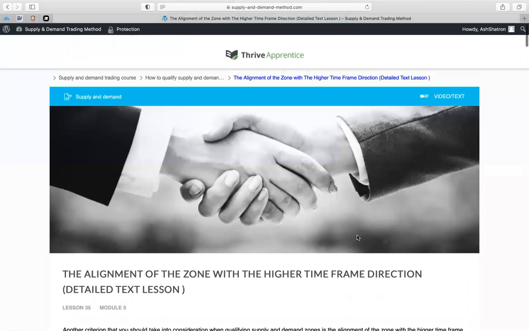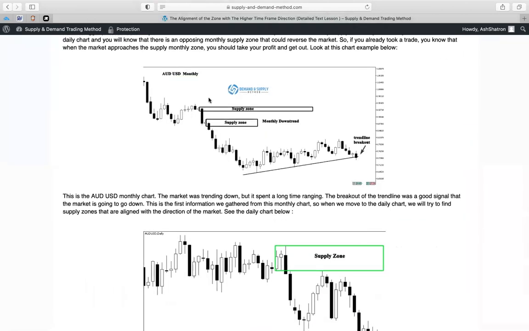All right, let's look at this one. Okay. So what we are seeing on the monthly time frame is a very strong move to the downside. This is a very brief consolidation, and then you have a strong move to the downside, right? So this is a monthly downtrend, and this is also a monthly supply zone.